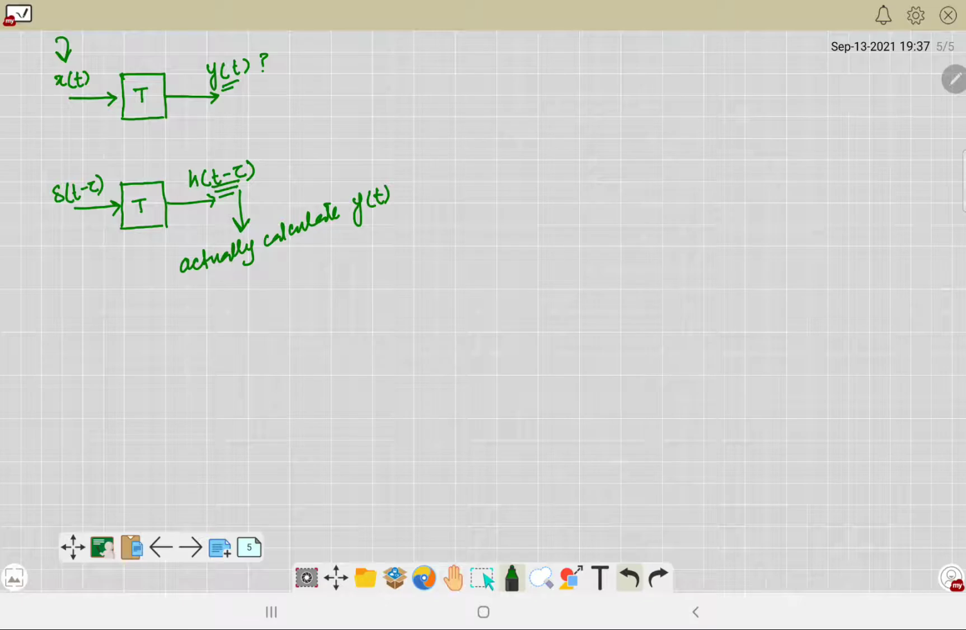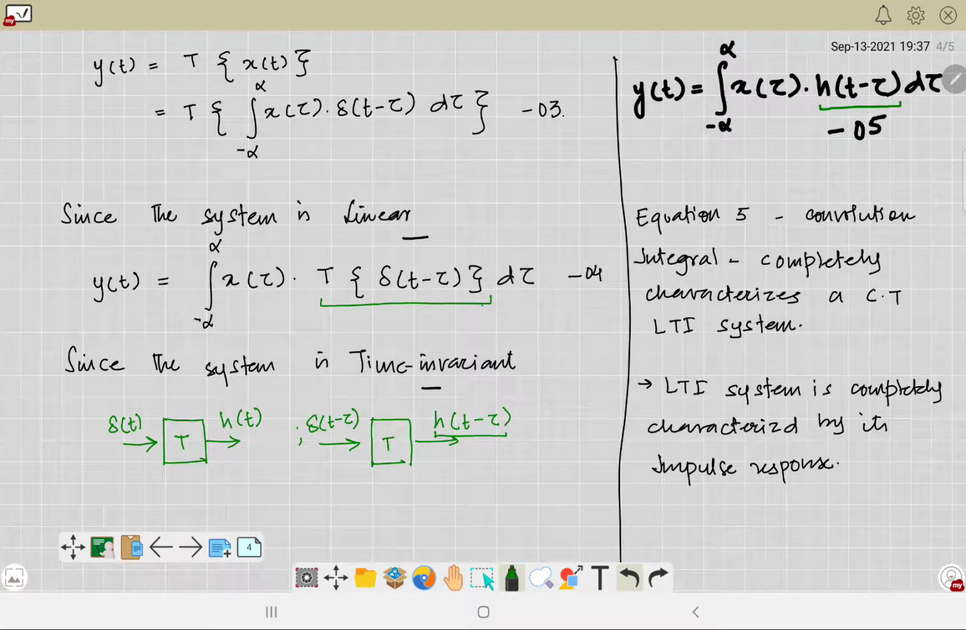So this is one important point: an LTI system is completely characterized by its impulse response. It means you don't need to feed your actual input to your system. Just see what the response of your system is to the impulse signal and then use the convolution integral, and that is sufficient to calculate the response of your system to the signal x of t.